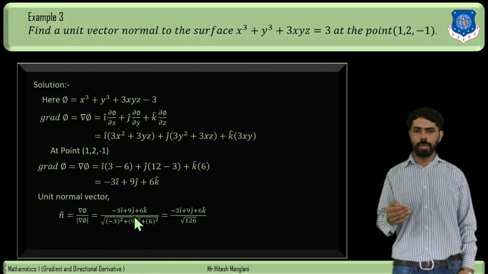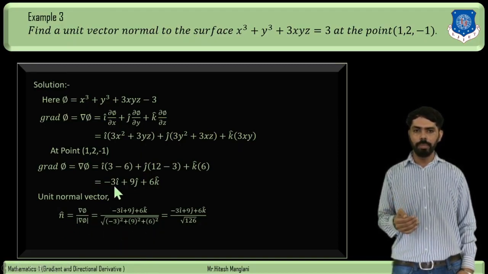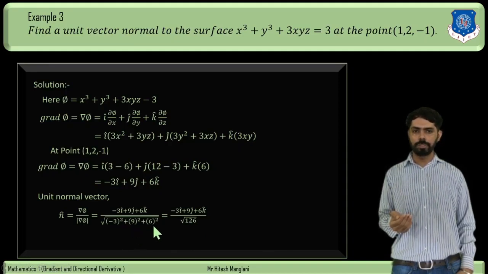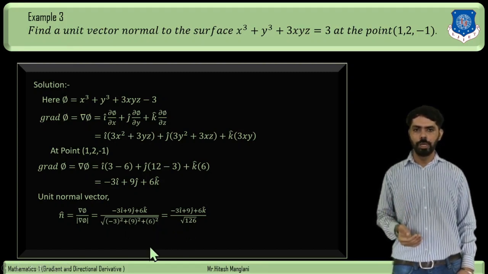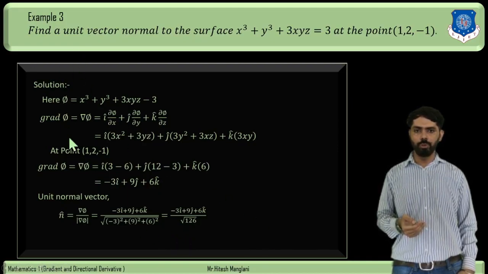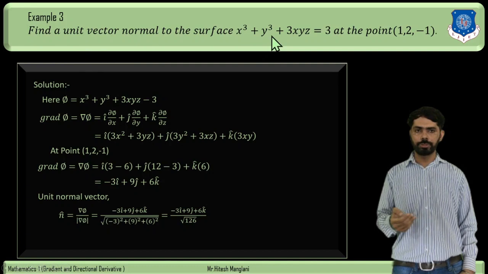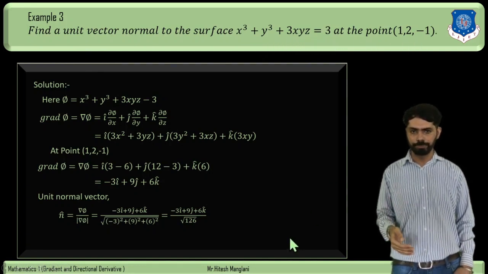So the magnitude of the vector can be found by, under root, minus 3 whole square plus 9 square plus 6 square. So this will be minus 3i plus 9j plus 6k whole divided by root 126, because minus 3 whole square will be 9 and this will be 81 plus 36. So 9 plus 81 plus 36, so it will be 126. So this is the answer of this question. So we have found the unit normal vector to the surface x cube plus y cube plus 3xyz is equal to 3 at the point 1, 2, minus 1.